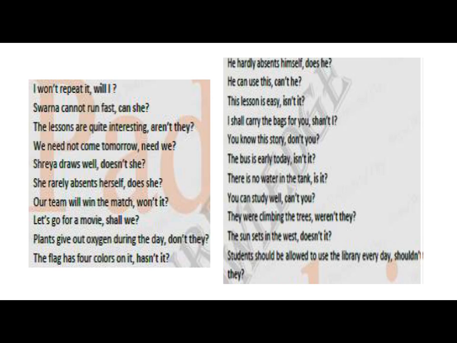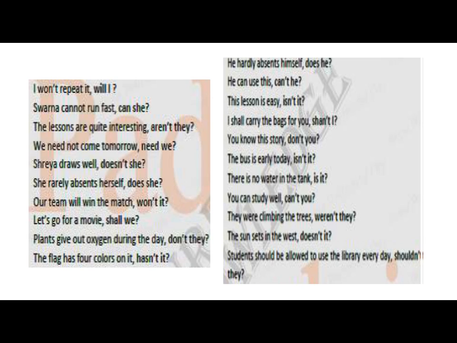Shreya draws well, doesn't she? She rarely absents herself, does she? Our team will win the match, won't it? Let's go for a movie, shall we? Plants give out oxygen during the day, don't they?